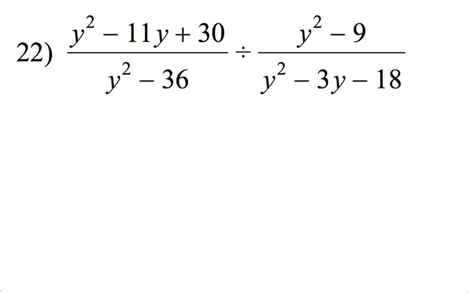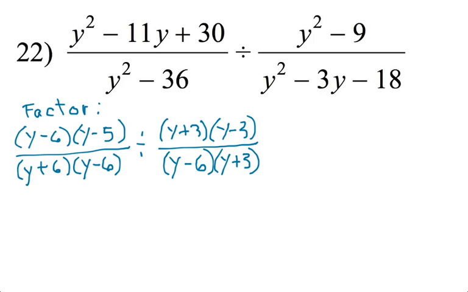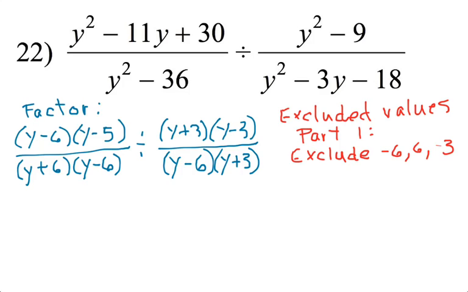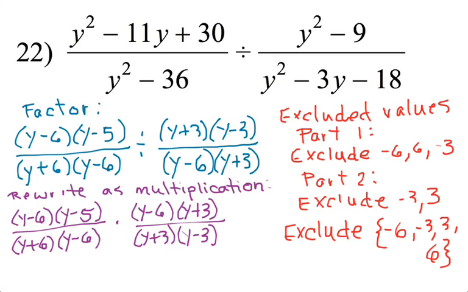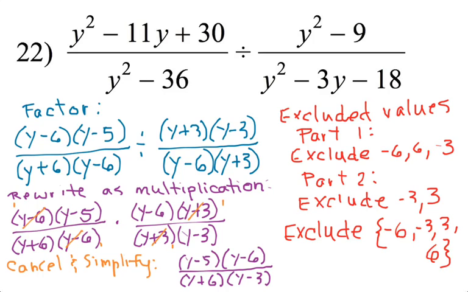Okay, so let's go a little faster. First, we factor everything. Then we take our first set of excluded values from the denominators. Then we rewrite it as multiplication. We have a new denominator now, so we have part 2, the new denominator. We take all the excluded values in a group together. Then we cancel and simplify. Verify that there's nothing in common, and we say that's our final answer. Make sure that you can follow this on your own, at your own pace.